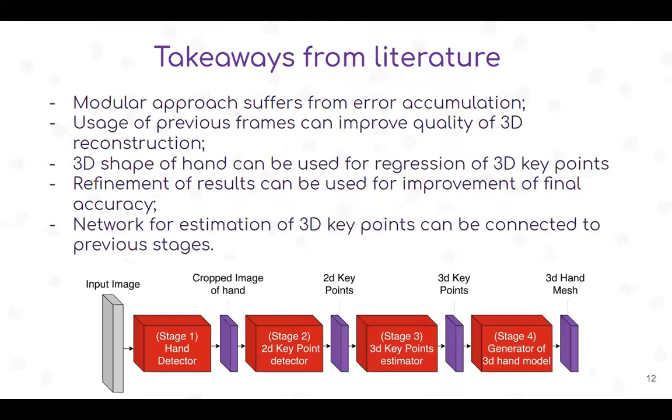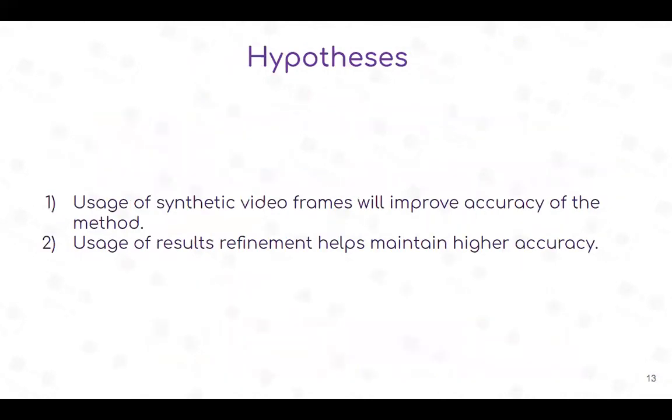So what are the takeaways from all this literature? First of all, the model approach suffers from error accumulation, but we can solve it by using previous frames. We can also connect multiple stages to make as much as we can from those extracted latent features. And refinement of results is a good idea to apply to different tasks, and we can actually apply it to the 2D point estimator.